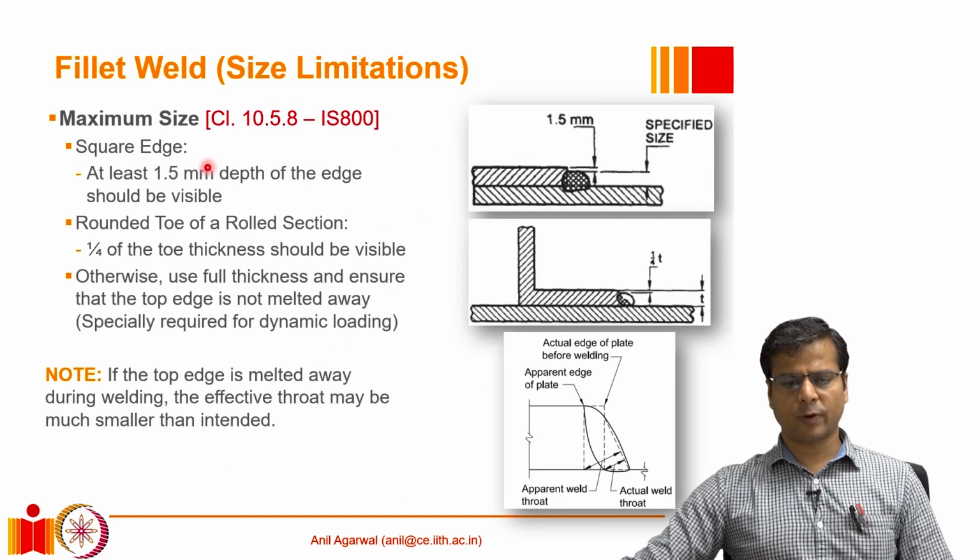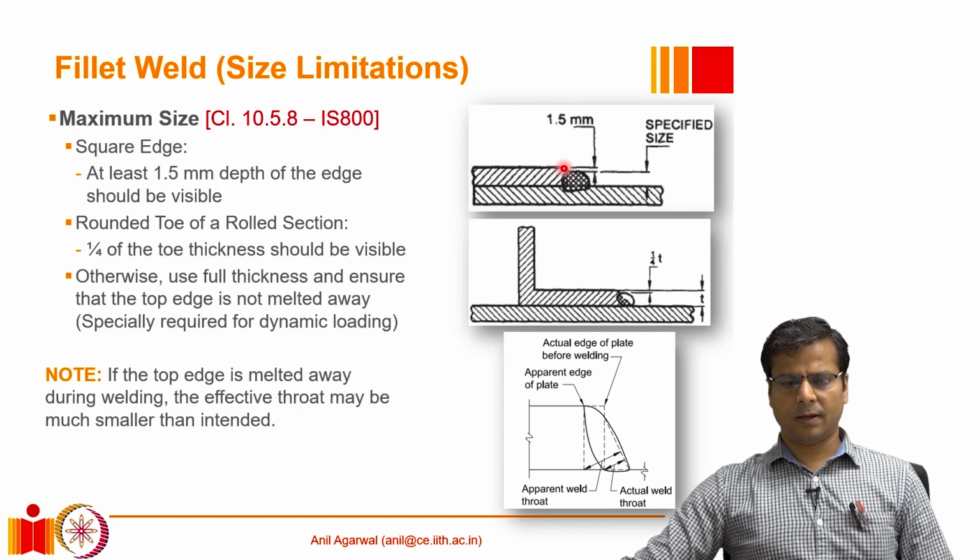There are a couple of other requirements, but these requirements are on the maximum size of the weld, of a fillet weld. If we are joining these two plates together through a fillet provided in such a way, if this edge is a square edge, which is often achieved by machining the surface or by gas cutting it, in such a situation the maximum size of the fillet should not be more than the plate thickness minus 1.5 millimeters. Or in other words, the top 1.5 millimeters of this plate should continue to be visible after the weld.